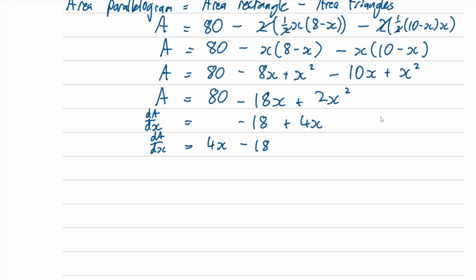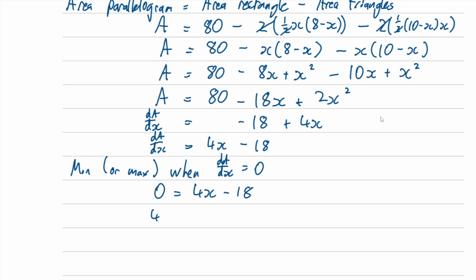What next? We're looking for the minimum, so we say min or max when the derivative or the gradient is equal to 0. So I'm explaining the step before I complete it. So I substitute in 0 for the gradient and I solve for x. So 4x equals 18. X equals 18 divided by 4. What is that? 4.5. So when x is 4.5, it will either be a maximum or a minimum.